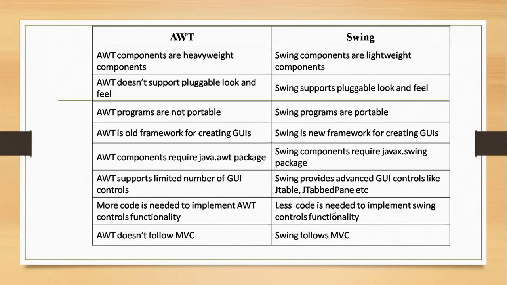In AWT, the number of controls or components is less, in the sense, lesser compared to Swing. In Swing, you have much more advanced components like JTable, JTabbedPane, JColorChooser. You even have JProgressBar. There are much more advanced options in Swing. In AWT, as I told you earlier, you have to write code for each and every button or any component. But in Swing, you need to write very less code. The majority of the code is auto-generated. Just for the things which the user plans to customize, you need to write code.